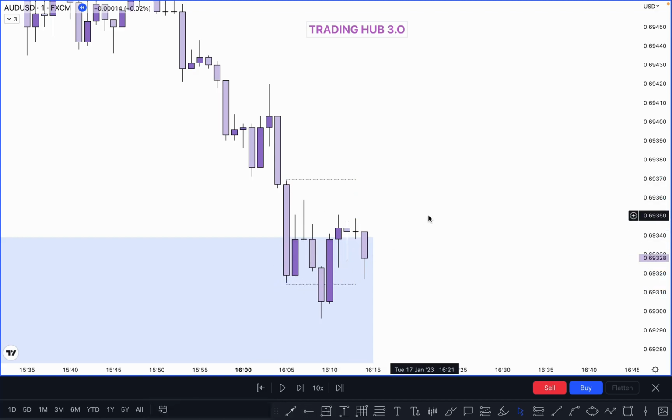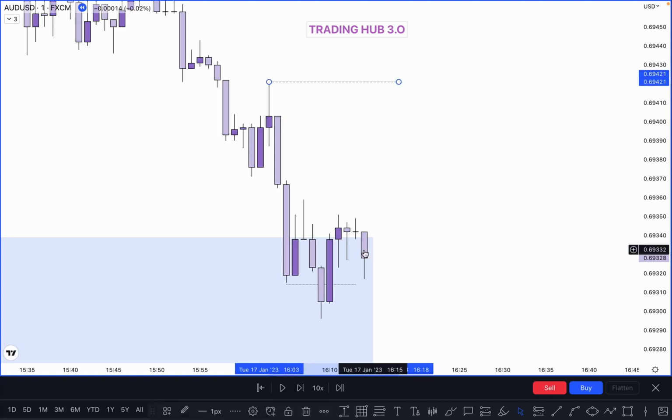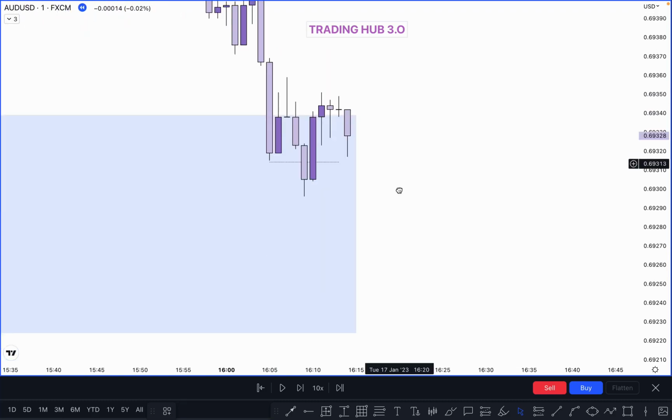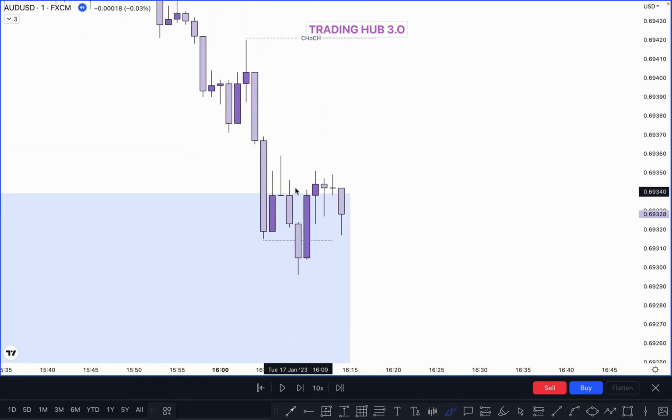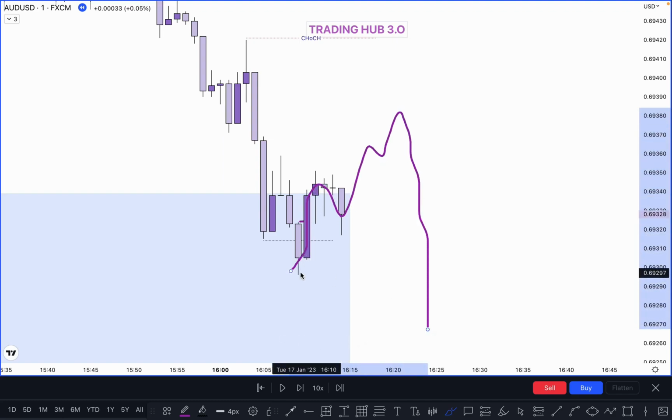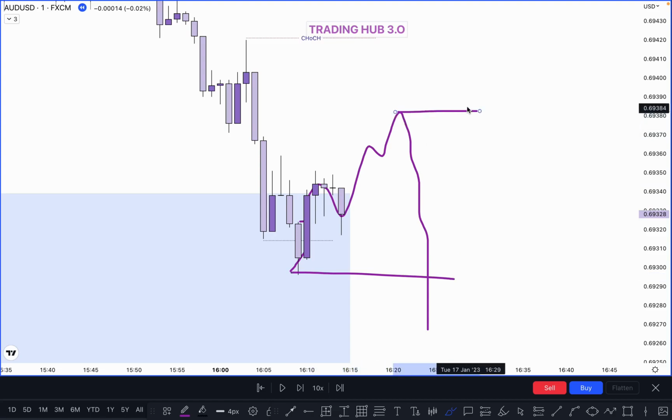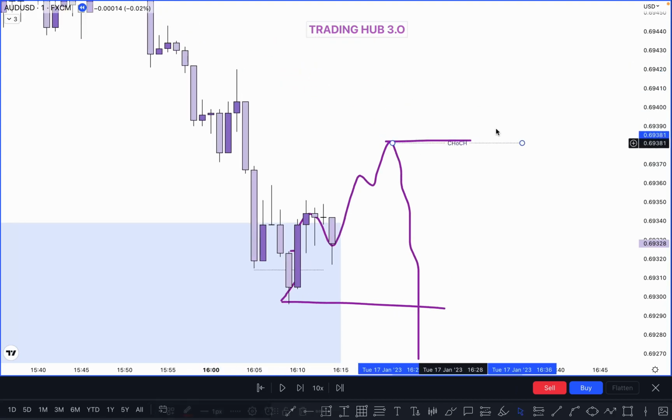Okay, so where is our first pullback? The first pullback is here. So this is our change of character. Price must break this high. If the market breaks this high, then definitely we can take entry here. If the market does not take out this high, and creates another pullback, possibly here, and the market breaks this high, then this becomes our valid pullback, and the market can go higher and push downside like this. Okay, so this high becomes our new change of character, something like this.